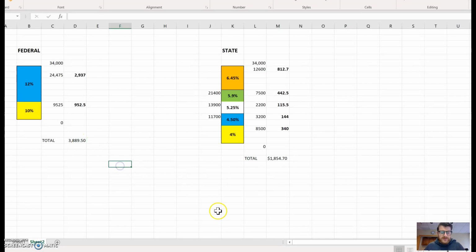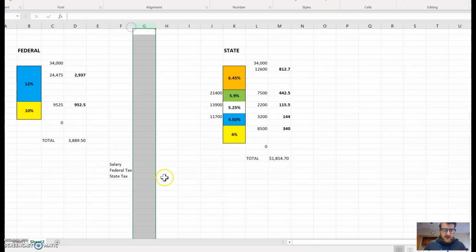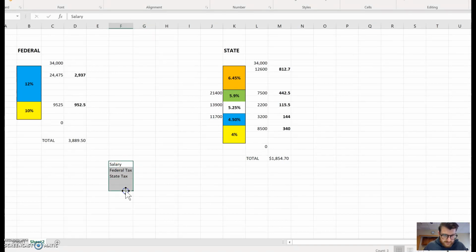Now, salary, federal tax, state tax. Let's fill in these values. I'm going to walk you through how to find your salary after taxes and everything. All right, so your salary was $34,000, and then bring your federal over. I'm being lazy. Oh, apparently it doesn't want to. I forgot about that.